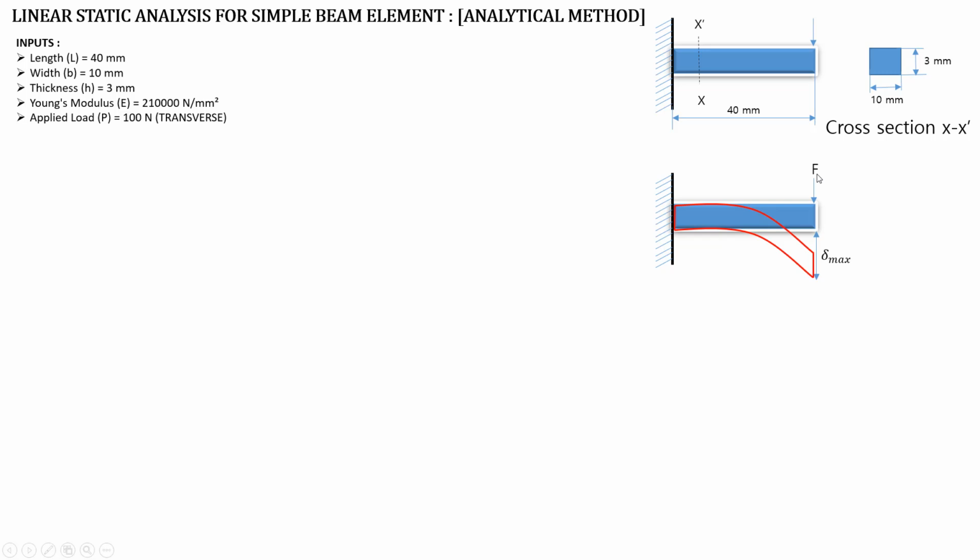With the cross section of 10 mm by 3 mm and the length of 40 mm, I'm applying a transverse force of 100 newtons. So first we will calculate the cross sectional properties like I and Y. We have a predefined formula for this transverse load, bh cube by 12. So we'll get an I value as 22.5 and Y value as 1.5 mm, which is half of the thickness of the beam.